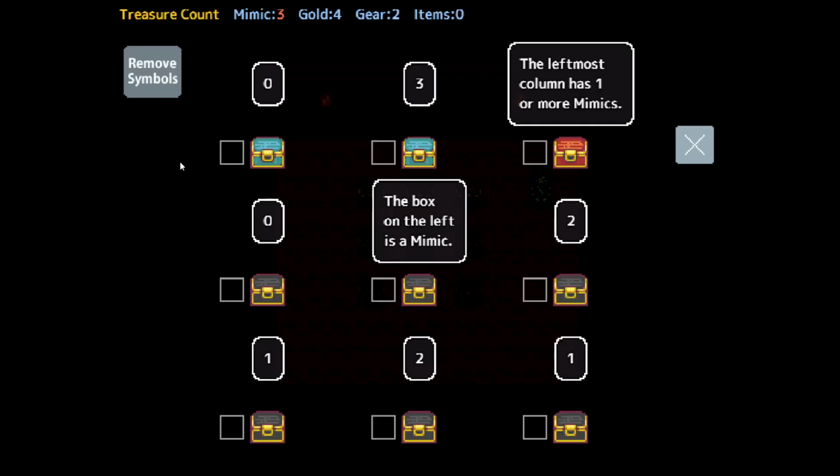Leftmost column has 1 or more mimics. Okay. Ooh, 2 zeros. If one is true, then both are true. But that's impossible, because then this one would be lying. So neither of them are true. But that one is true. This could be true, because that has 1. If that's a mimic, that has 1. Leftmost column is 1 or more is then true. Yep.